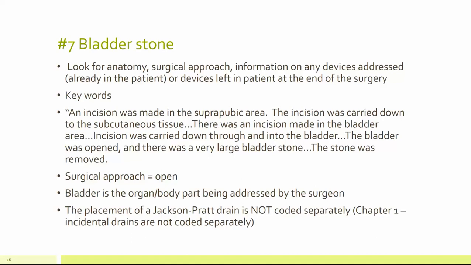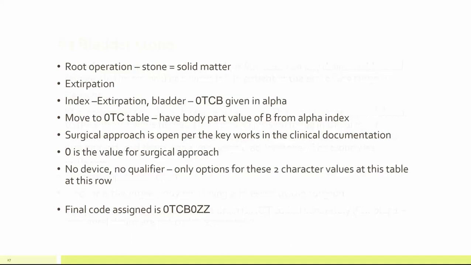So, what is our root operation? What was done? This patient had a stone removed from their bladder. What is a stone? A stone is solid matter. Root operation is extirpation. We're going to index extirpation. Then bladder, we're given 0TCB in the alpha. You move to the 0TC table. You have your body part value of B. Your surgical approach is open.